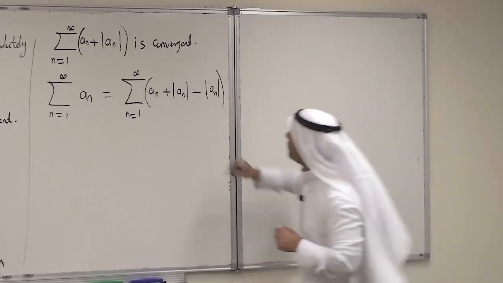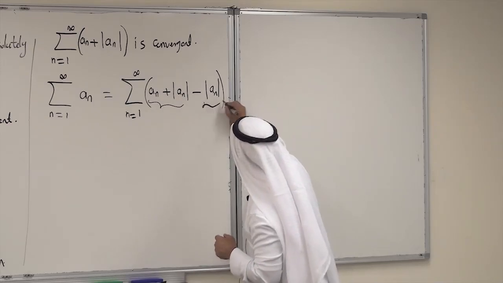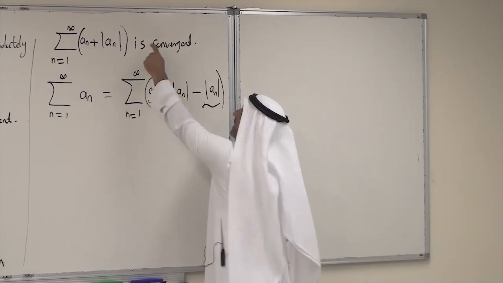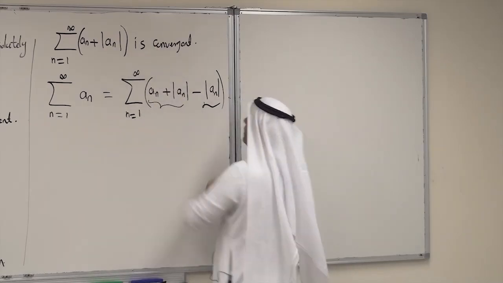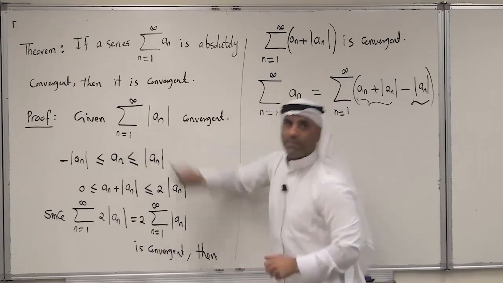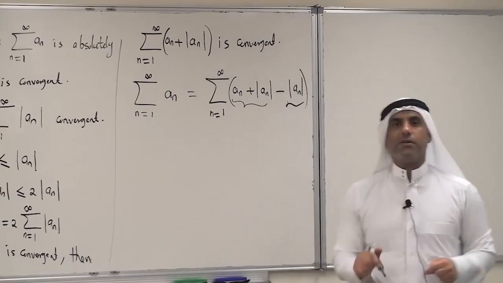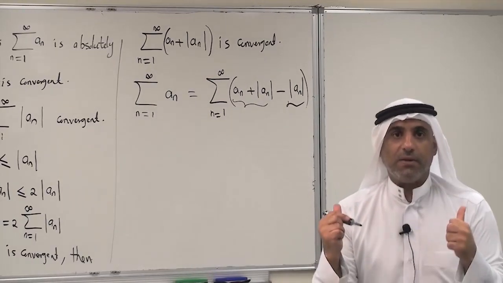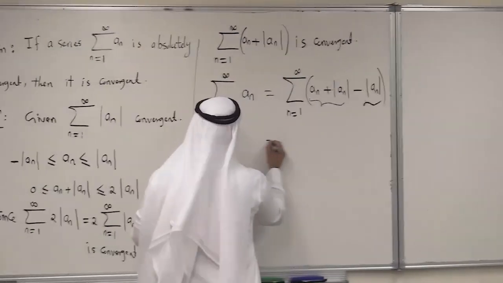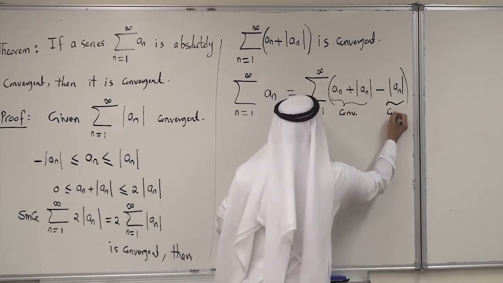Now, look at each of these two series by itself. The series with an plus the absolute value of an is convergent; we proved this. And the series with the absolute value is convergent; that is given. So what can you say about the difference of the two series? It is also convergent. That is one theorem we did at the beginning of the discussion of series. So this is equal to, now we can distribute the summation, because this is convergent and this is convergent.